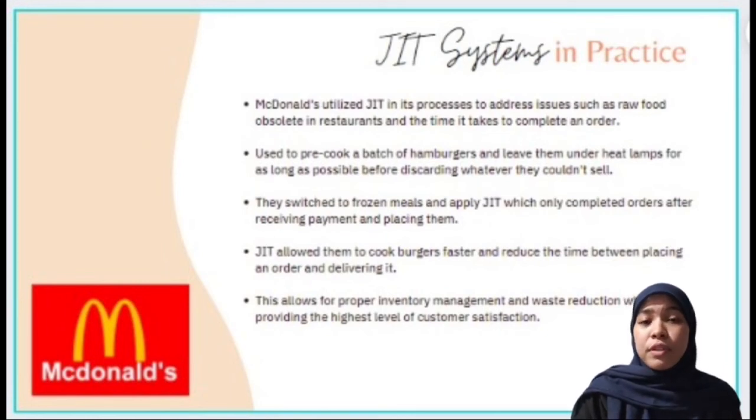This transition was made feasible by new burger making technology, JIT, that allowed them to cook burgers faster and reduce the time between placing an order and delivering it. As a result, the finished product spent as little time as possible in inventory. This allows for proper inventory management and waste reduction while providing the highest level of customer satisfaction.